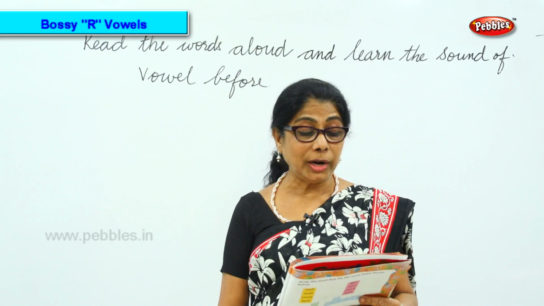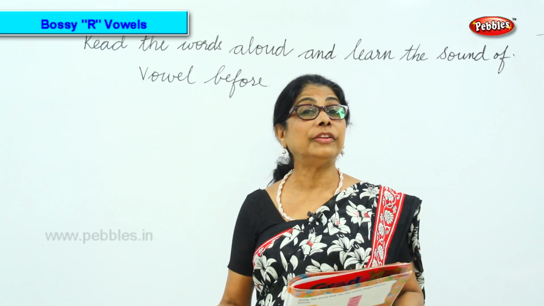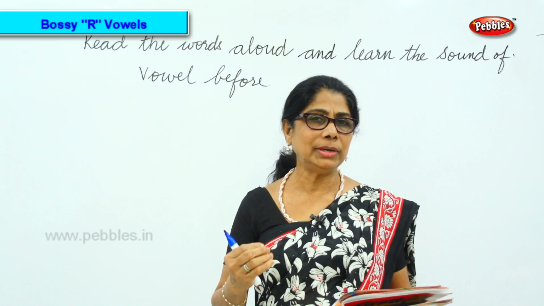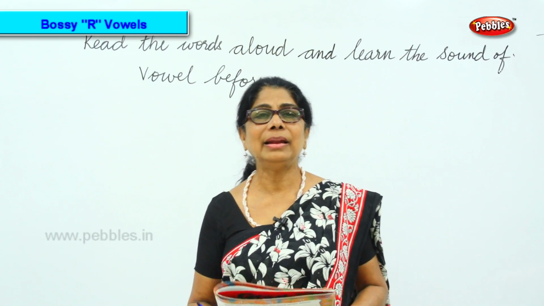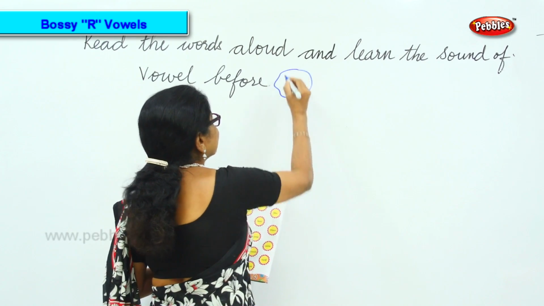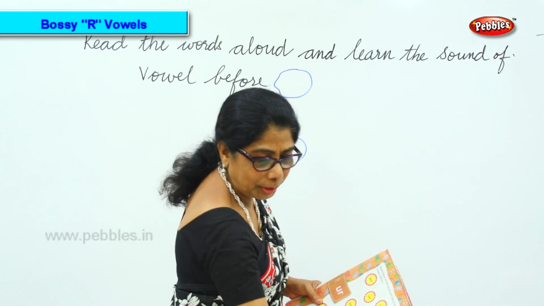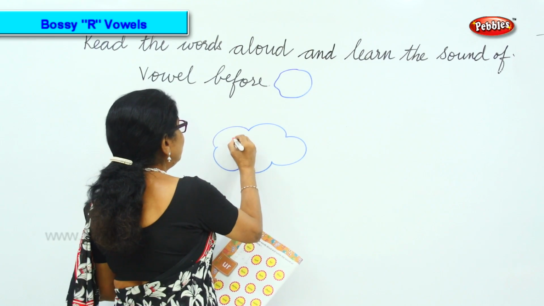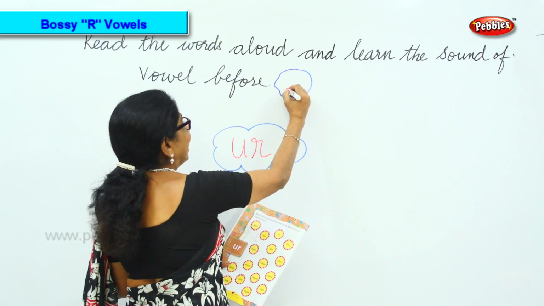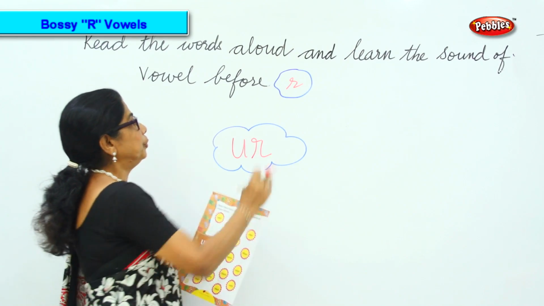Learning to read aloud words with ur, you are noticing the sound of the vowel before R. In all the words, notice the vowel before R. Okay, so the sound we are going to do now is ur, an R sound. There is a vowel before R, and that's what we are going to do now.